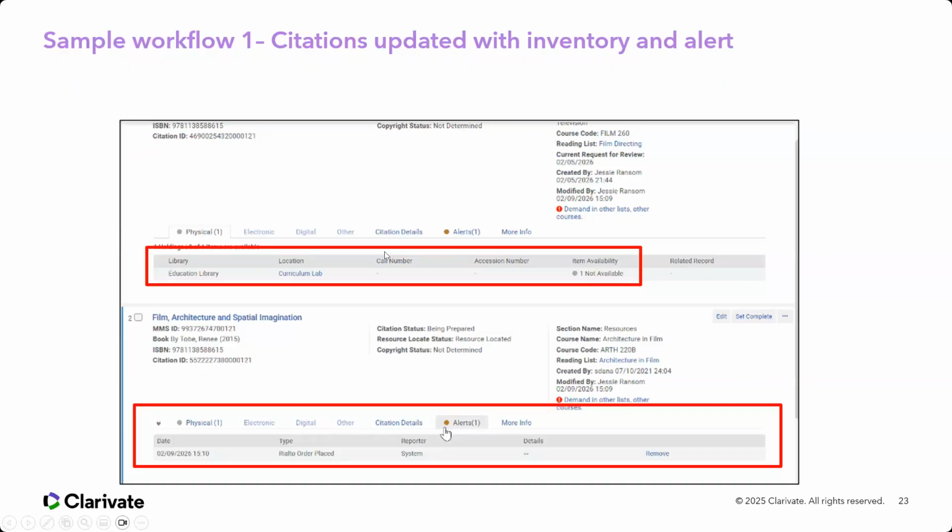So there are 2 pieces that you'll see, the inventory. In this case, we have the physical book that we purchased, which you can see on the first one here. And then I opened it up so you could see them both, but there's also going to be an alert, and the alert says Rialto order placed. So both of these citations, because again, 2 of them were for current courses, both have that new alert and they have that new inventory.